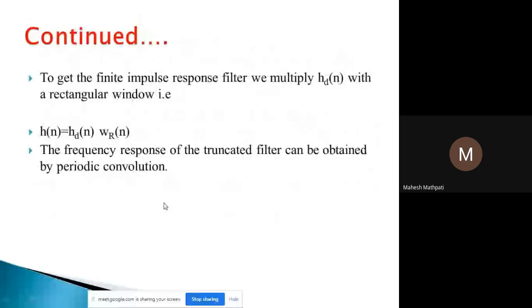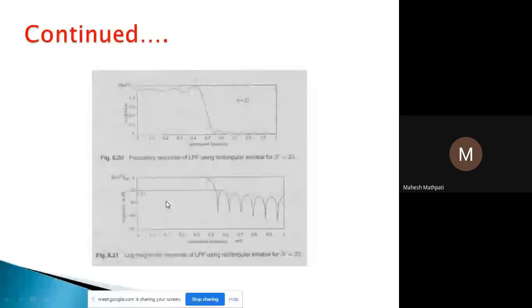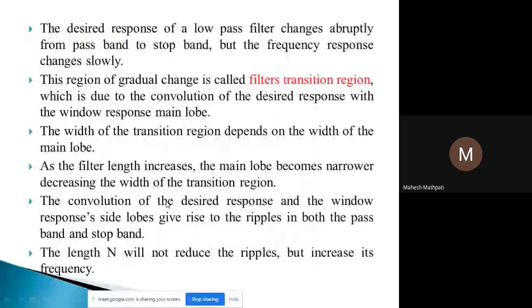And next, as the filter length increases, the main lobe becomes narrower. If you look at the figure, n equals 25 है तो आपका width बड़ा है, और n equals 51 है तो width small होते जा रहा है. Getting my point? Yes or no? Yes, sir. Hello?